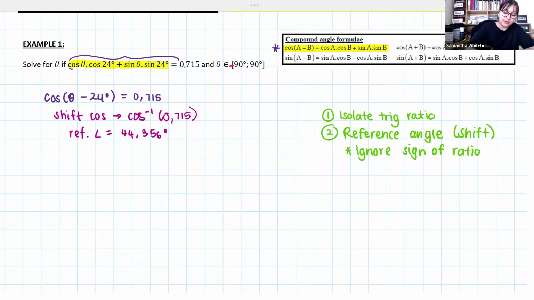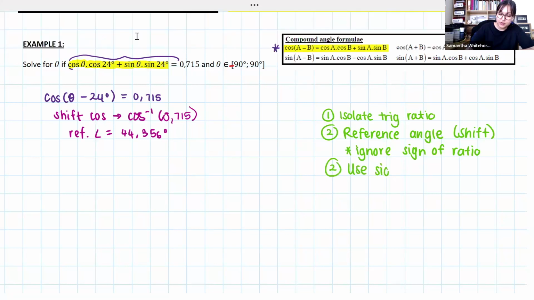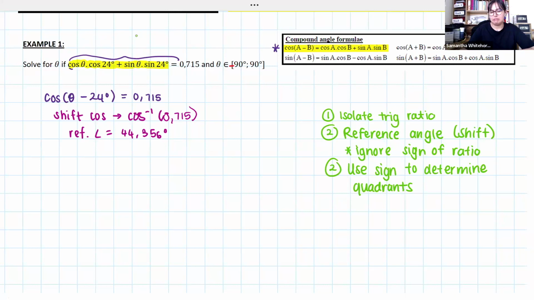Once we have got our reference angle, we now use the sign of the ratio to determine the quadrants. Now, when I said to determine the quadrants, remember any trig equation has 2 potential solutions. So there's 2 places in all 4 quadrants where sine is positive, where cos is positive, and where tan is positive. So that's what I mean by determine your quadrant. So we would want to determine where cos is positive in this case.